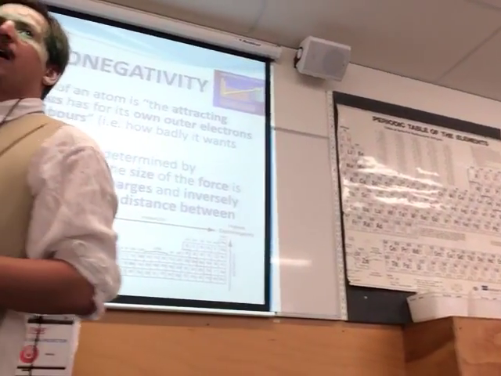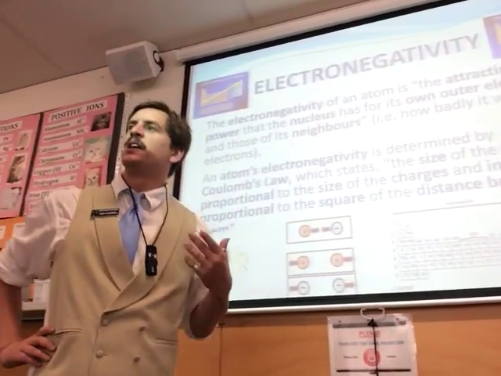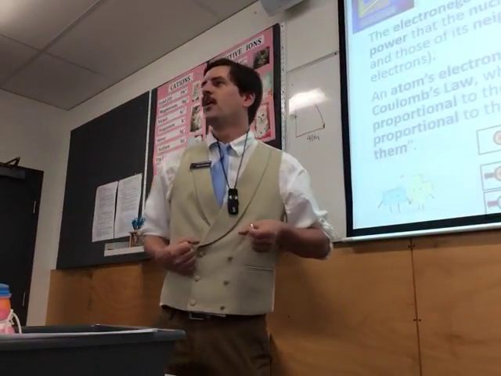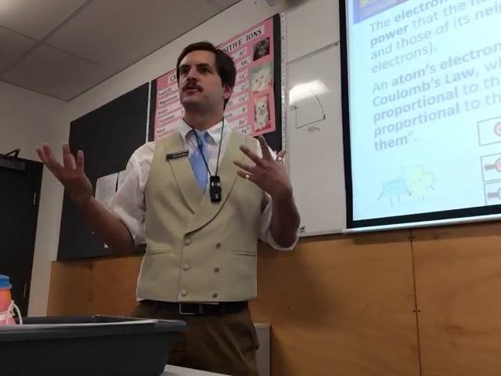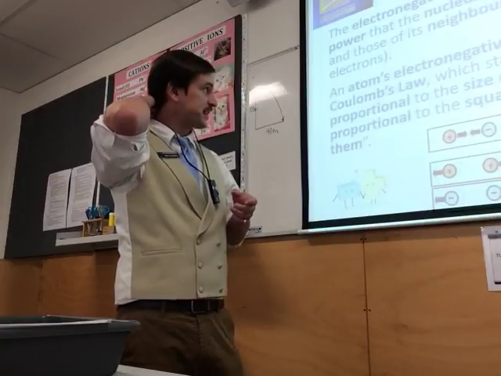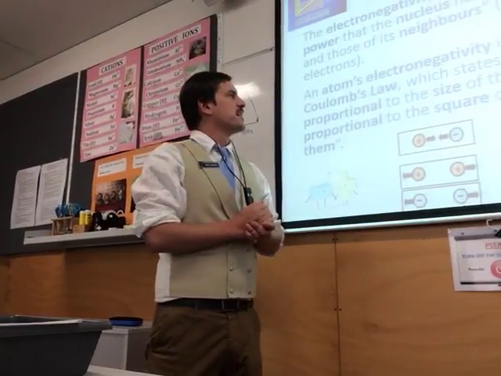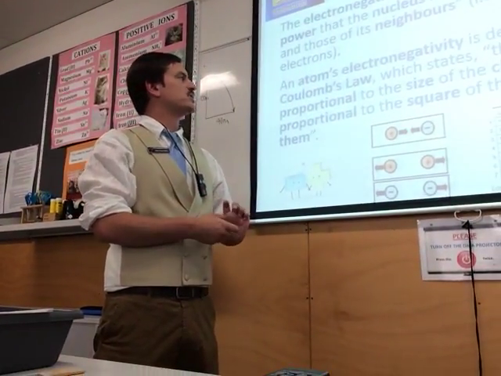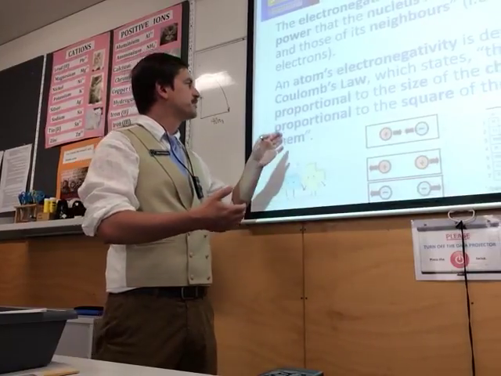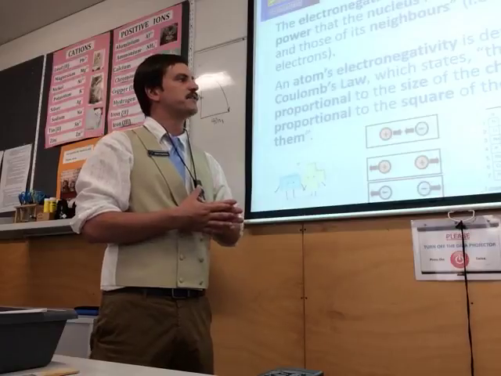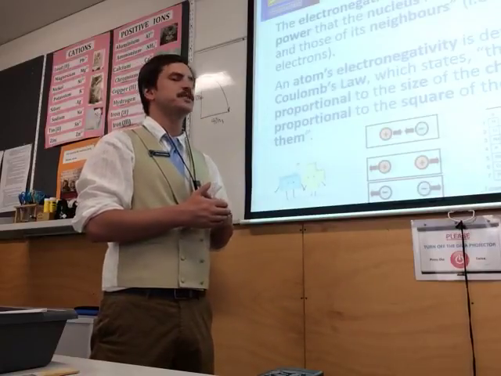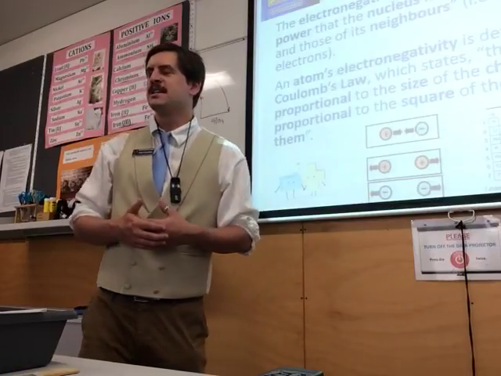Now, I mentioned a couple lessons earlier the idea of Coulomb's law. Coulomb was a French physicist who worked with electricity and electrostatic forces. Basically, it states that an atom's electronegativity is determined by Coulomb's law. The size of the force is proportional to the size of the charges and inversely proportional to the square of the distance between them. What does that mean?